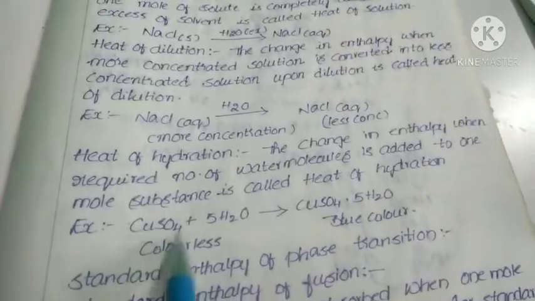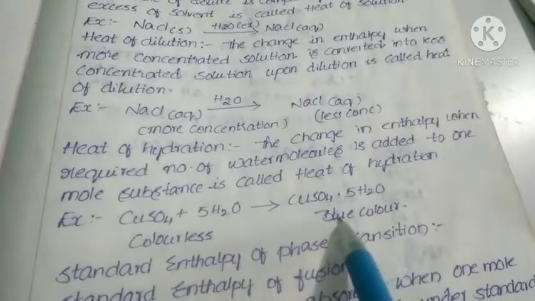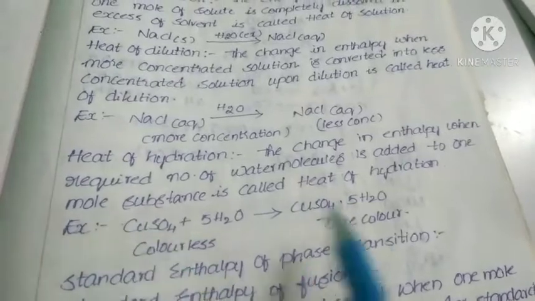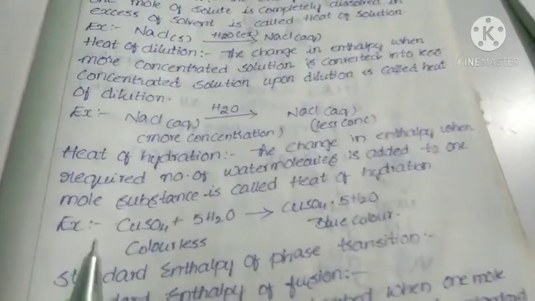hydration. See, this is 1 mole substance. Here we are going to add 5 moles of water, then we get this compound. This is colorless compound. Before adding water, this is colorless. After forming product, that turns blue color. That is about heat of hydration.